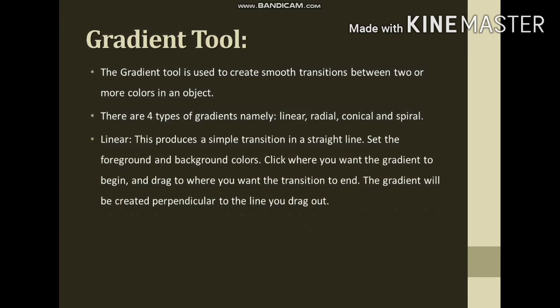Linear. This produces a simple transition in a straight line. Set the foreground and background colors. Click wherever you want the gradient to begin and drag to where you want the transition to end. The gradient will be created perpendicular to the line you dragged out.